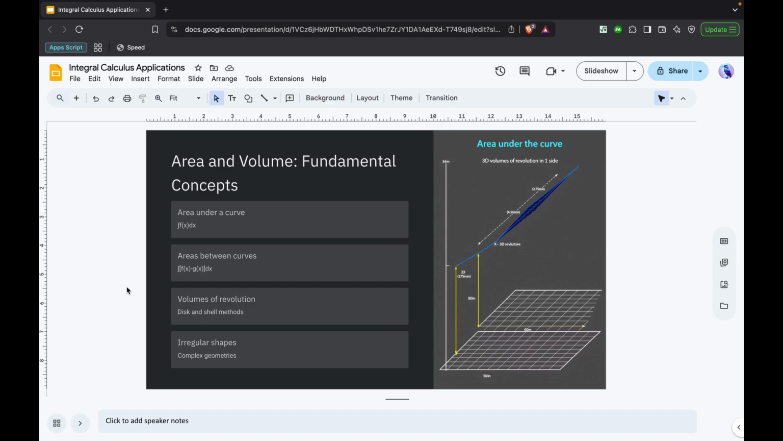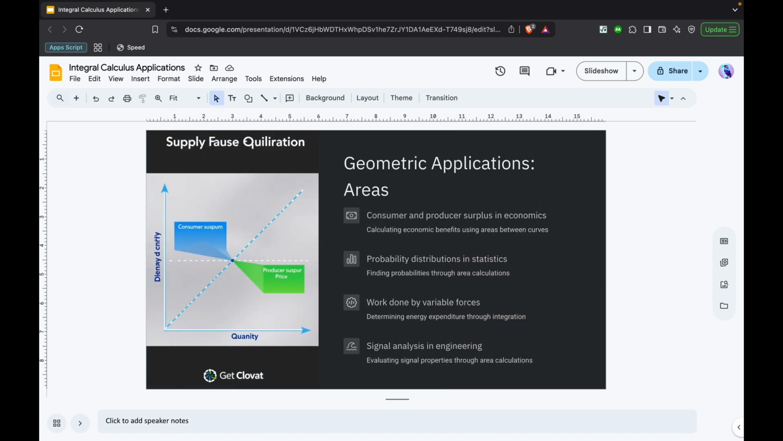Now, volumes of revolution is a little bit different. It's where you have a 2D shape and revolve it around an axis to create a 3D shape, and then you figure out the volume using the disk and shell methods. And also, there are irregular shapes, not irregular like polynomials, but with different dimensions, like a third dimension or even higher, which are called complex geometry. There are some applications in the same area's field.